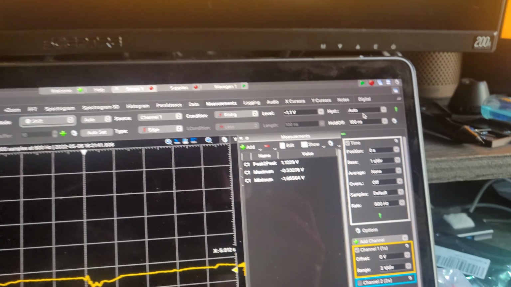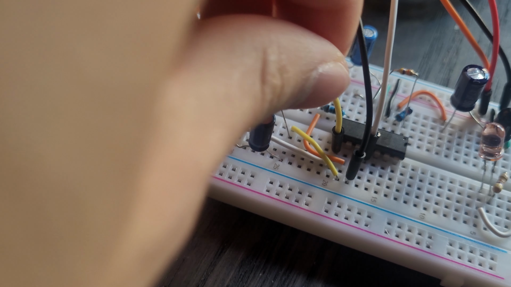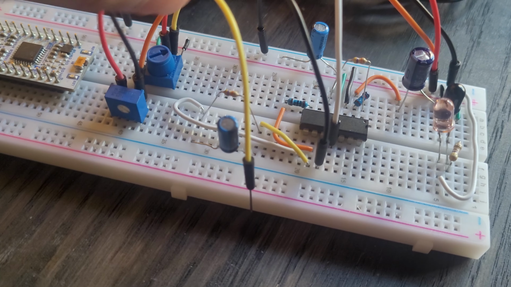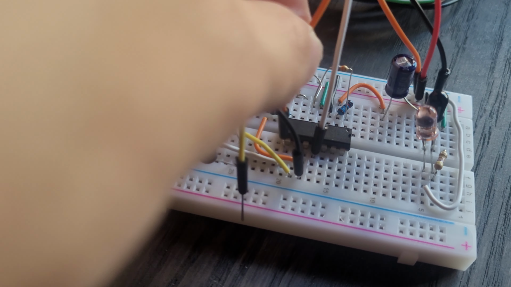So what I'm going to do first, as always, is stop our waveforms. Once that is stopped, I can safely remove this output wire. And I'm going to put the channel wire, which monitors this, into there. So I'm going to be monitoring the output here.